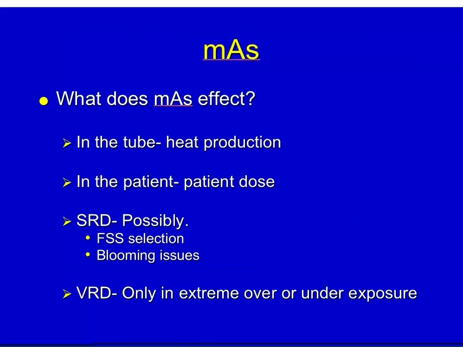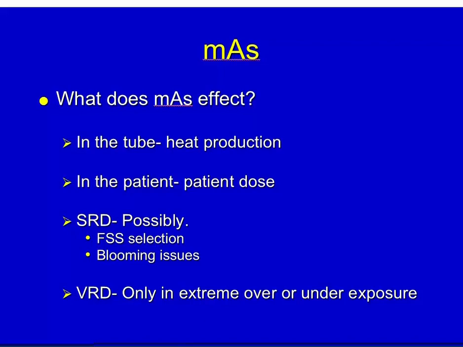So mass. What does mass affect in the tube? Primarily it's heat production, but it also affects the numbers in the X-ray tube. So as we increase mass, we increase the number of electrons that we create. We increase the number of photons that we create. But how that manifests itself in the X-ray tube itself is just with heat. In the patient, because when we increase mass, we increase numbers, patient dose is going to go up, and it's going to be proportional to the change in mass.